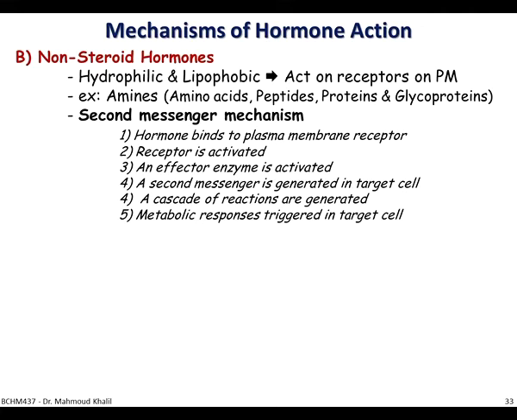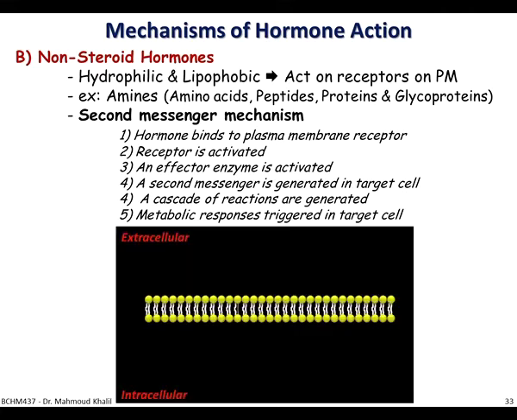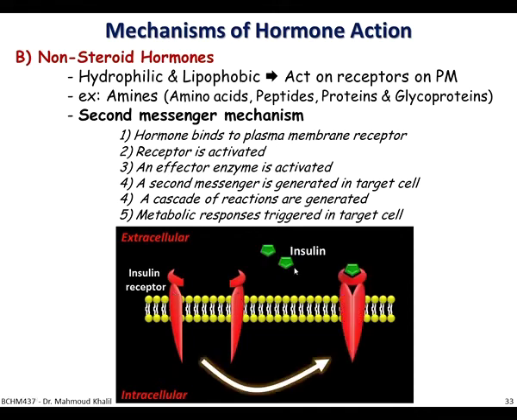To summarize the effect of a non-steroid hormone, assume this is a plasma membrane, this is extracellular and this is intracellular. You have a receptor, for example like the insulin receptor. In this state, this receptor is inactive. Once there is insulin, it will bind to the receptor, leading to dimerization of the receptor. You can see it is dimerized, and in this case, this receptor will be active.